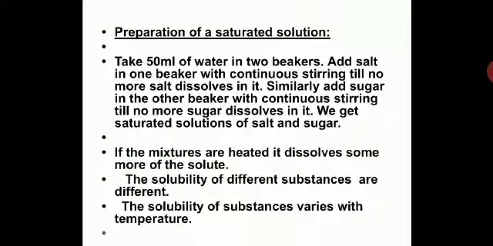Then the preparation of a saturated solution. With the help of this activity you understand how a saturated solution is prepared. You need not write, you just have to understand. Take 50 ml of water in 2 beakers. Add salt in 1 beaker with continuous stirring till no more salt dissolves in it. Similarly, add sugar in the other beaker with continuous stirring till no more sugar dissolves in it. We get saturated solutions of salt and sugar. If the mixtures are heated, they dissolve some more of the solute. So, as I have already told you, when you heat it, it will dissolve more.